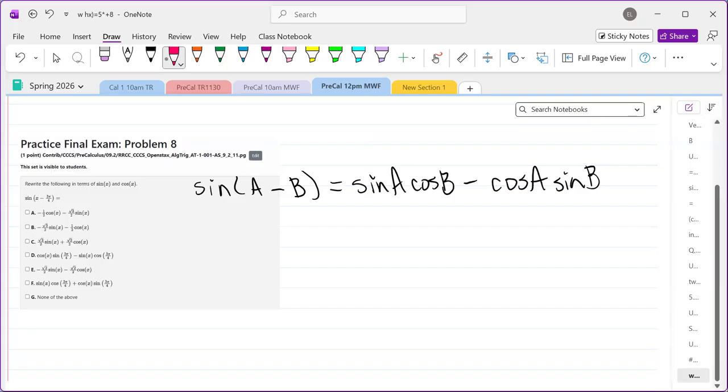All right, now I'm going to write the actual problem down. Our formula was sine of x minus 3 pi over 4.